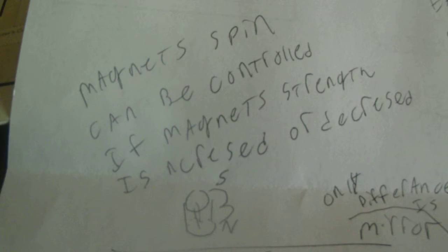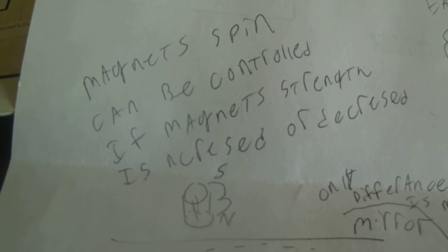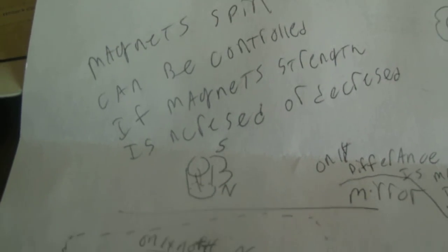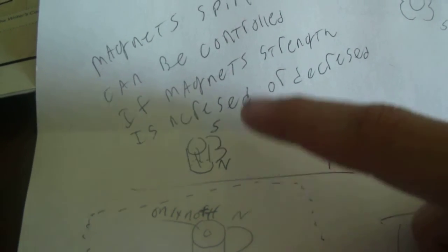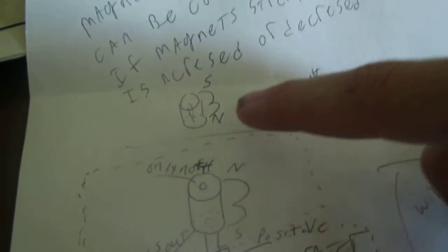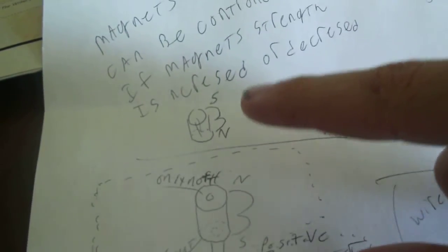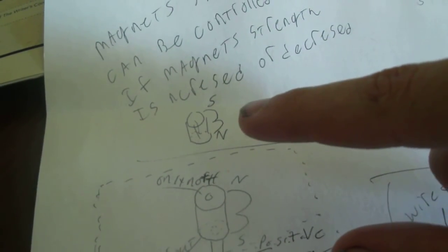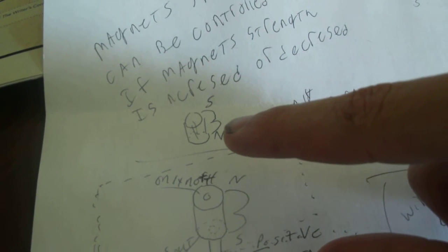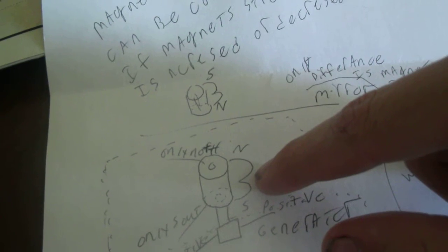Now, if they are exactly the same, the magnet spin can be controlled if the magnet strength is increased or decreased, meaning that this other one does not actually have to be a magnet. It can be something that creates a magnetic field, like a generator. But for it to spin freely without any loss of power, it would have to be a magnet that is exactly the same magnitude as this one.